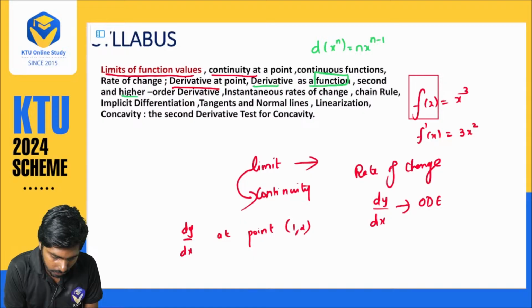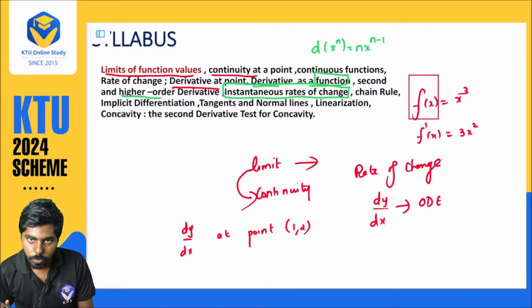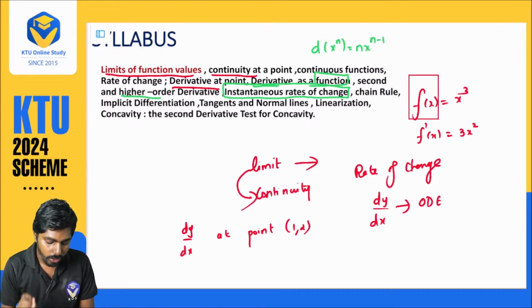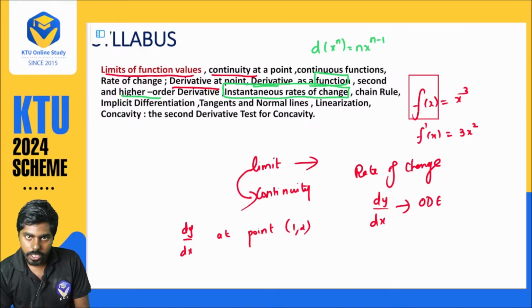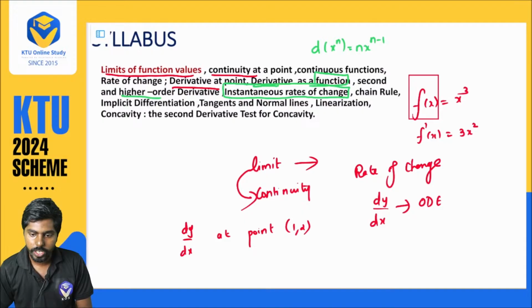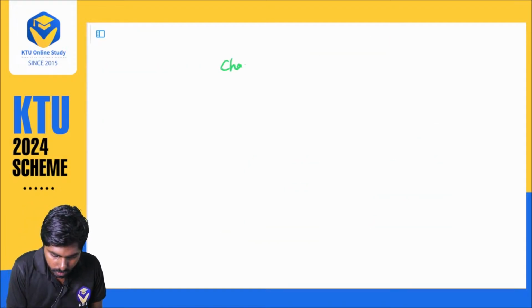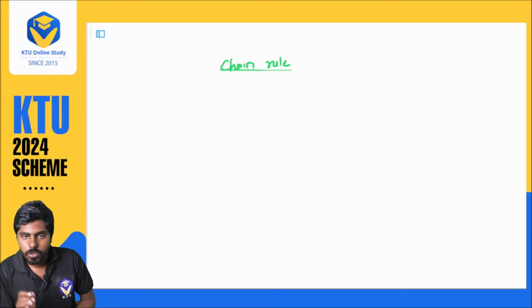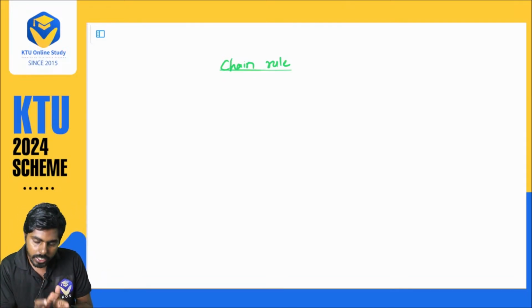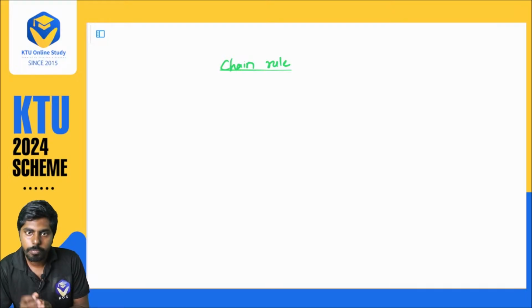That is the syllabus they have given. Instant rate of change is also nothing but rate of change, a similar thing. You want to know about the differentiation. Then chain rule, a very important topic here. That means you want to differentiate in a chain rule format. Chain rule means you want to differentiate. They will be asking the question using chain rule, where you do the differentiation in a chain order.